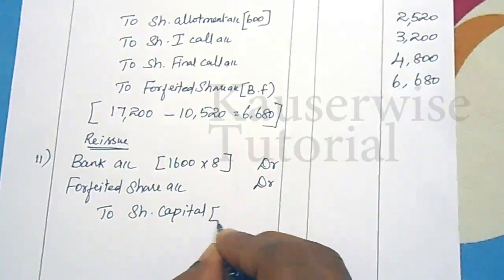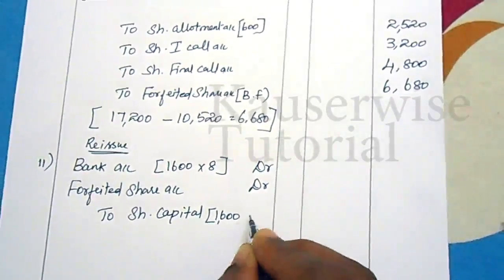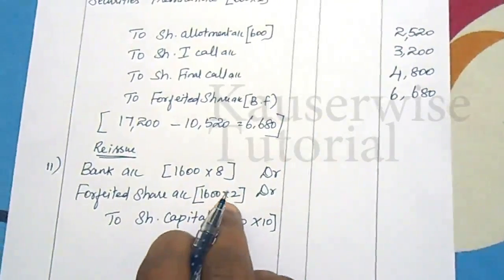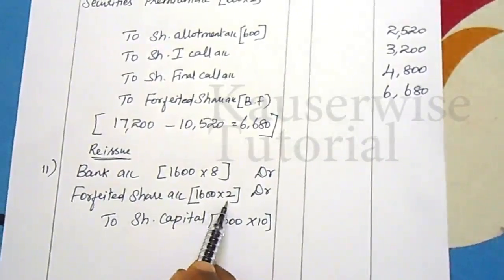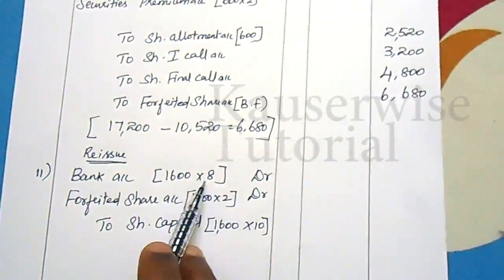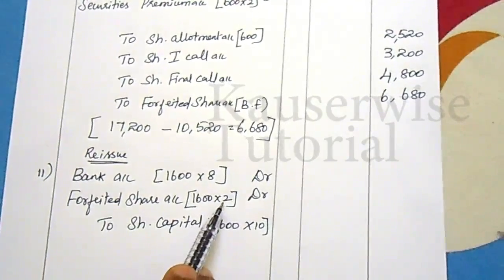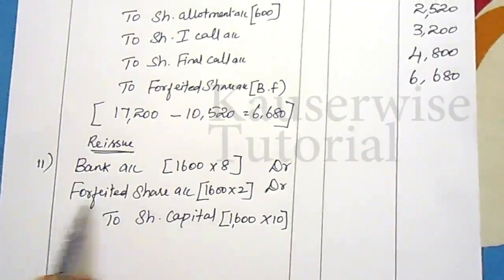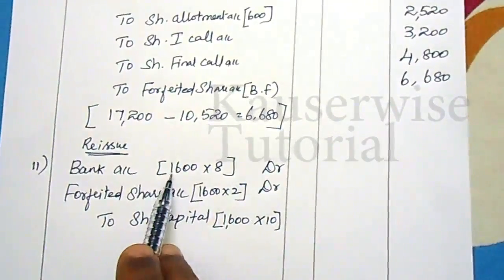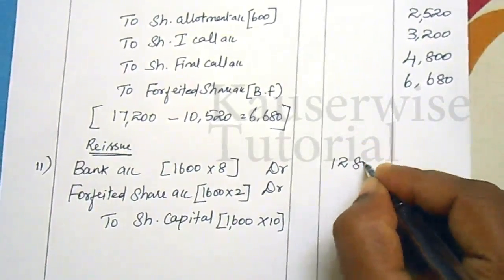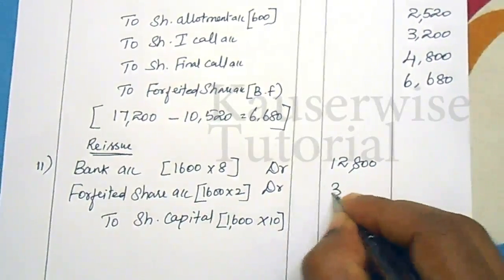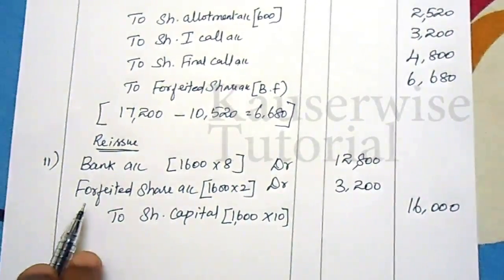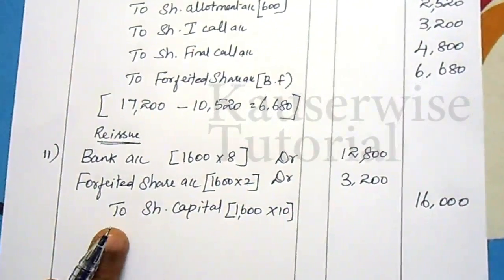So, actually the face value of share is 10 rupees, excluding premium. So, 1600 into 10 rupees. The difference is 2 rupees. So, 1600 into 2 rupees is just like a discount that will be shown as forfeited shares. So, it is a loss for the company. The face value of share is 10 rupees, but the reissue value is 8 rupees. The difference is 2 rupees. This is just like a discount or a loss for the company. So, debit forfeited shares. Debit all expenses and losses. So, debit side forfeited shares account. 1600 into 8, 12,800. 1600 into 2, 3200. Total 16,000. So entry is bank account debit, forfeited share account debit, to share capital. This is the entry for reissue.